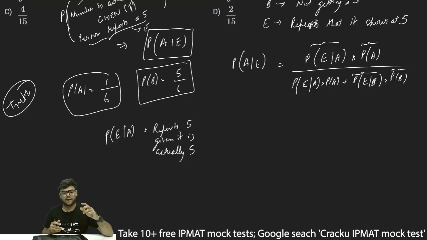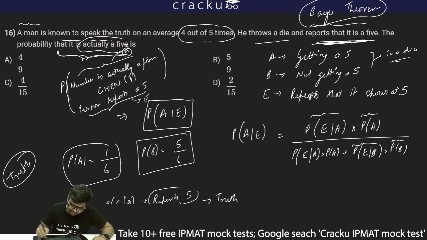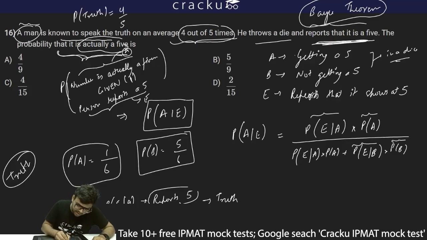If I roll a dice and the number comes up as 5 and I tell you that the number on the dice is 5, that I am reporting a 5 given that it is actually a 5, basically I am saying the truth. And therefore, what are the chances of him speaking the truth? He is speaking the truth in 4 out of 5 cases. So the probability of truth is 4 out of 5 cases, and the probability of lie is 1 out of 5. Since it is 4 out of 5 times truth, 1 out of 5 will be a lie.